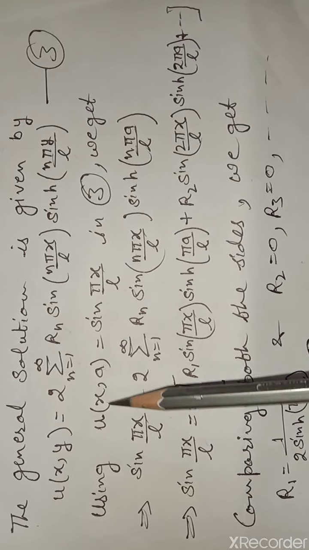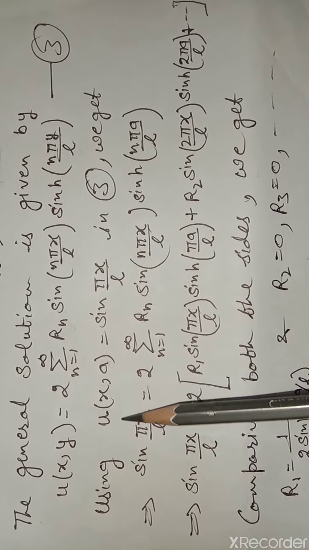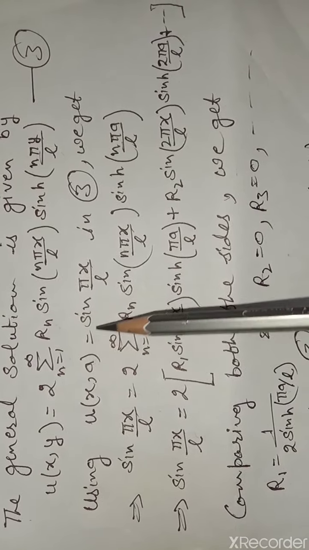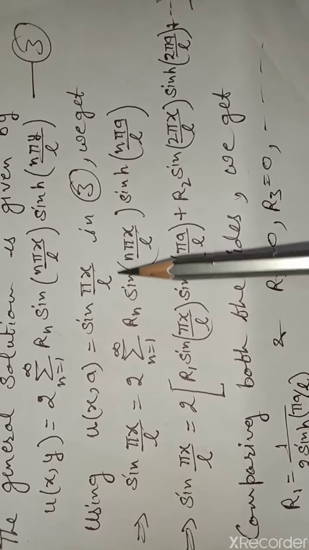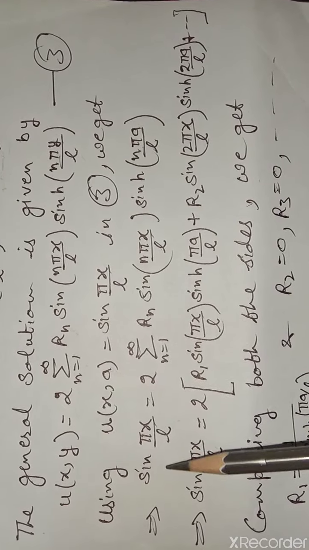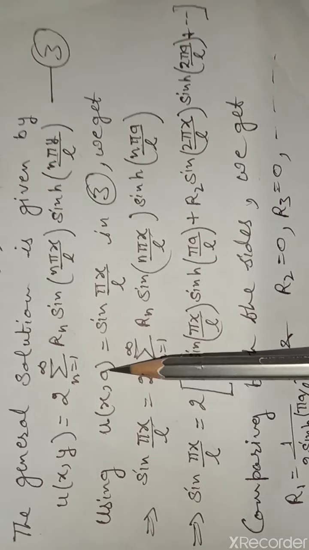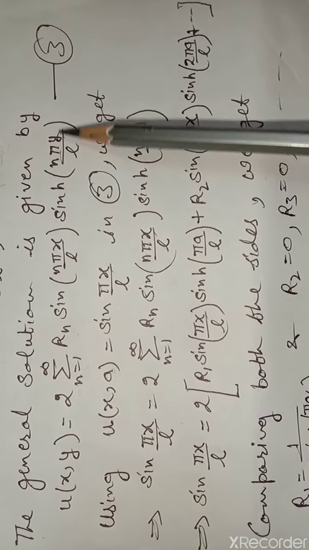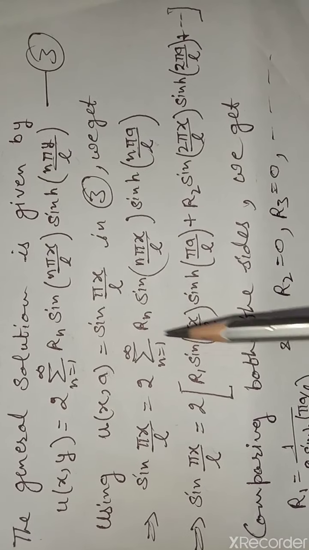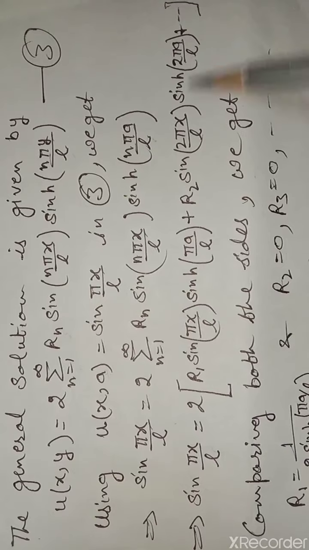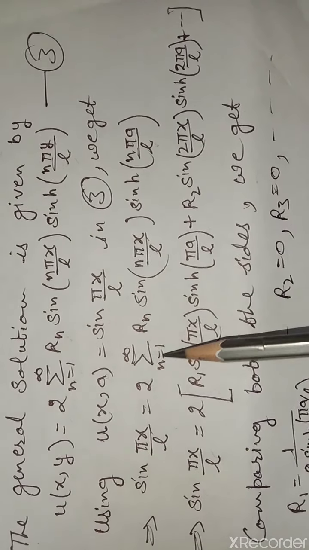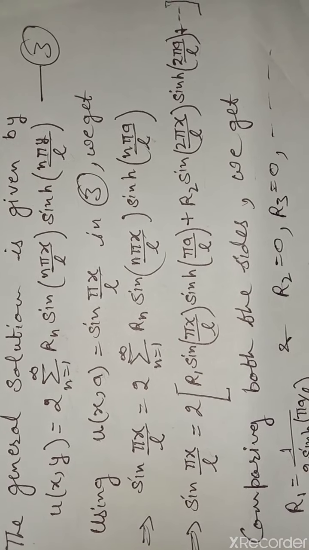Now there is one more condition. So using this condition u(x,a) is equal to sin(pi x by l) in this general solution, we substitute y is equal to a here. So we have this, and now expand this summation. When n is equal to 1, then we have this term. When n is equal to 2, this term, and so on.